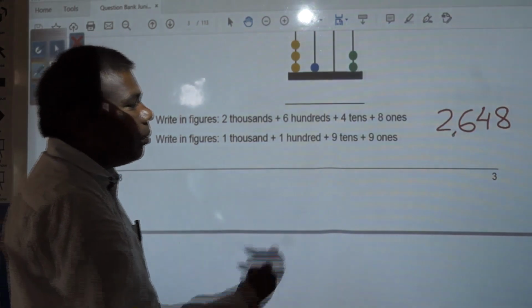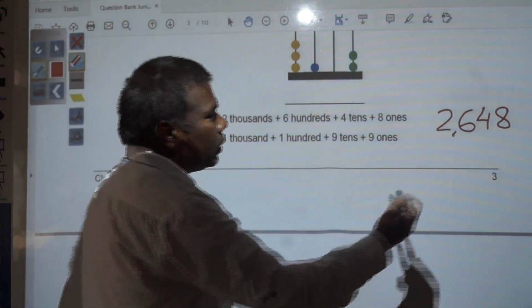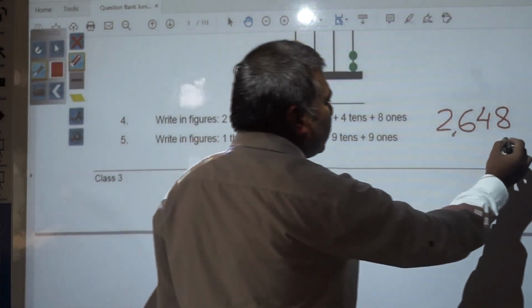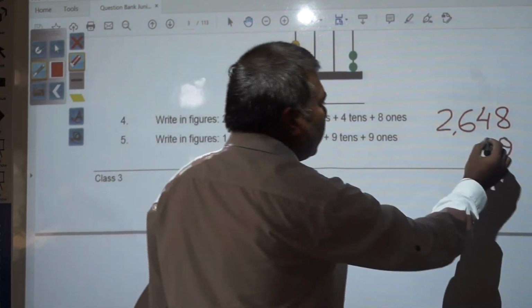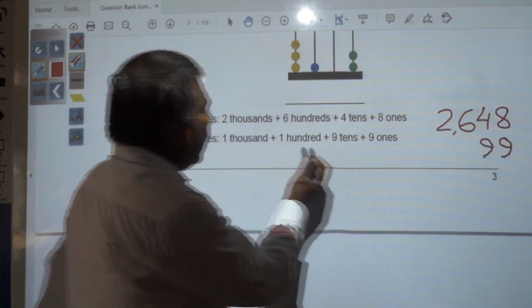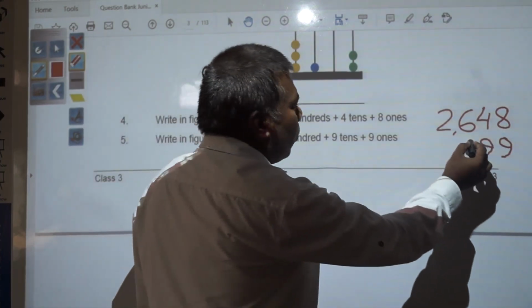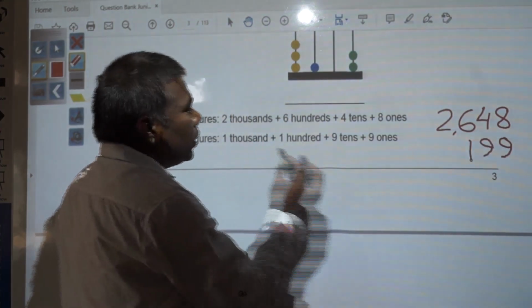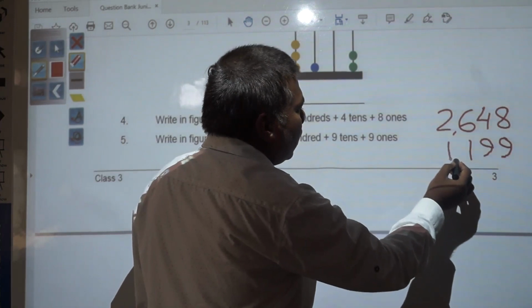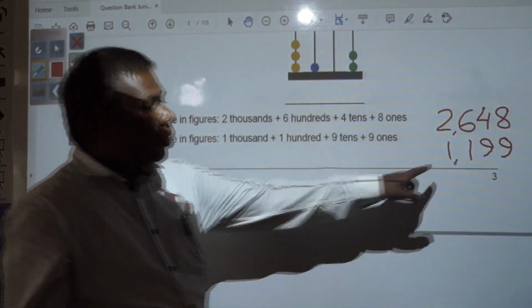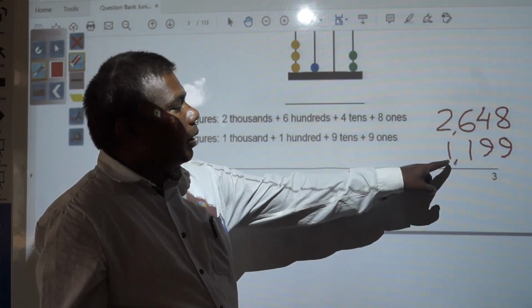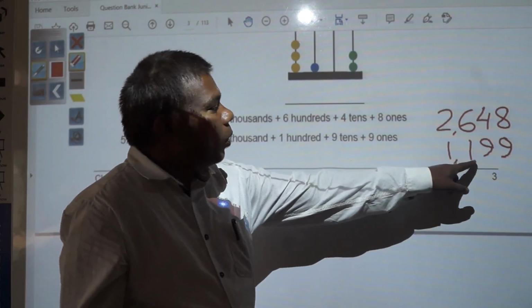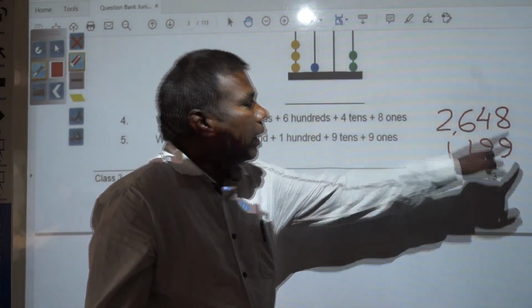In the same way, next question you have 1000, 100, 9 tens and 9 ones. Start writing from rightward. From ones place you start writing. In ones place you have 9. In tens place again you have 9. In hundreds place you have 1. And in thousand place again you have 1. So in thousand we put comma also, that you remember. So finally you got the number 1199.